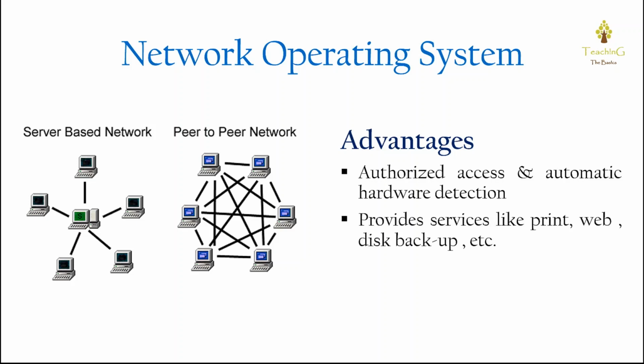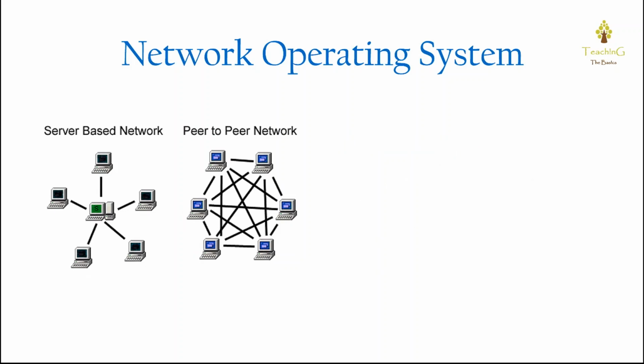The next one is that it provides services like print, web, and disk backup. As we have discussed in the distributed system, all the features of distribution are also present in this operating system. These services like printing, accessing the web, and taking backups are also provided. And the next one is stabilized services. The service that a network operating system provides is quite stable.